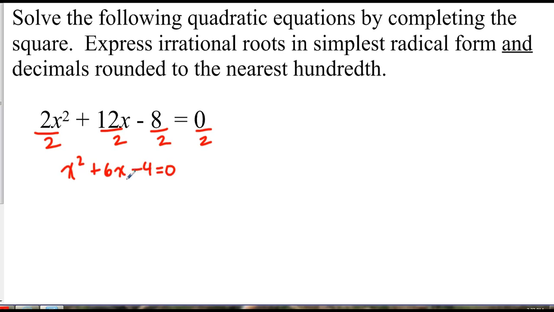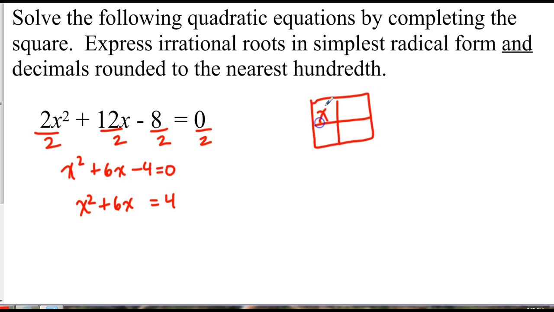And now, to complete the square, what I'm going to do is get this constant term over to the other side. Okay, so I'm going to go x squared plus 6x equals 4. And now I'm going to try to complete the square for this portion of the quadratic. So draw our box. Eventually you might not need the box, but let's do it for now.